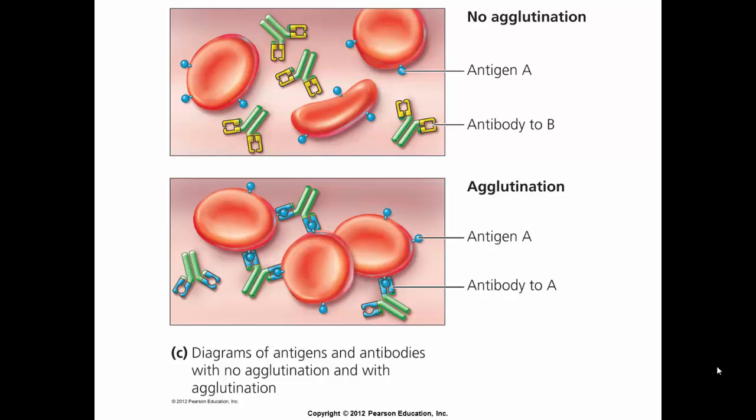The antigens that are found on the red blood cells themselves, antigen A in this case on the red blood cell, with antibody to B within the plasma, and at the bottom where a wrong blood type, antigen A and antibody to A, where they link up, causing this clumping to occur.